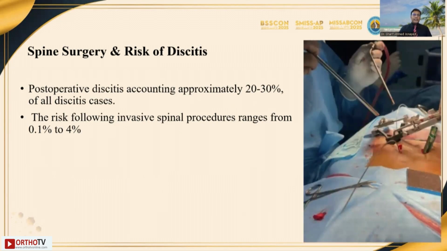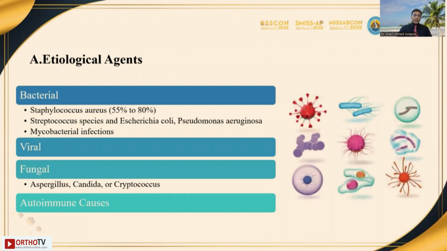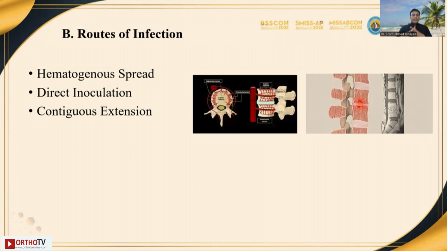In case of spine surgery, the estimated risk is around 0.1 to 4%. So you have to be very cautious regarding surgery to avoid this discitis. Pathogenesis basically involves the causative organisms, bacterial, viral and fungal, and Staph aureus, Streptococcus, and Mycobacteria are the main culprits. It usually spreads hematogenously from a primary site, or by direct inoculation during surgery or an invasive procedure, or by contiguous extension.